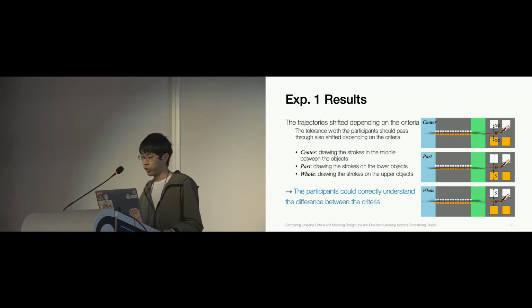The participant trajectories shifted depending on the criteria because the tolerance width also shifted depending on the criteria. For example, in the center criterion, the participant draws stroke in the middle between the objects. So the participants could correctly understand the difference between the criteria.